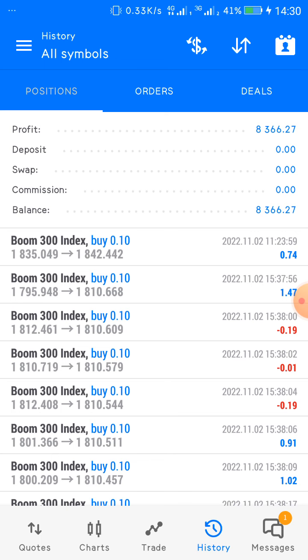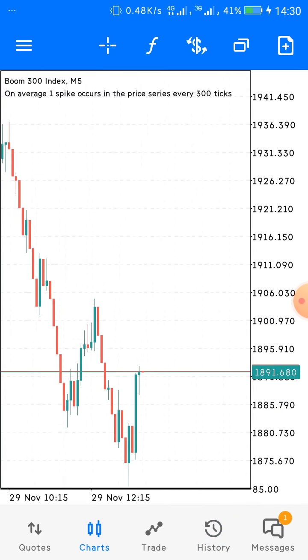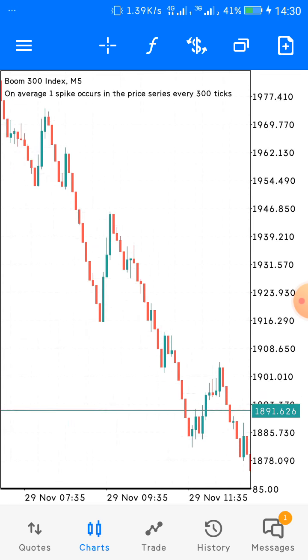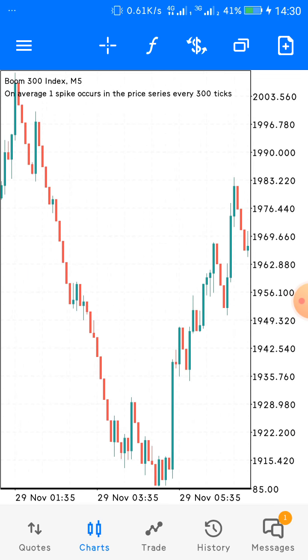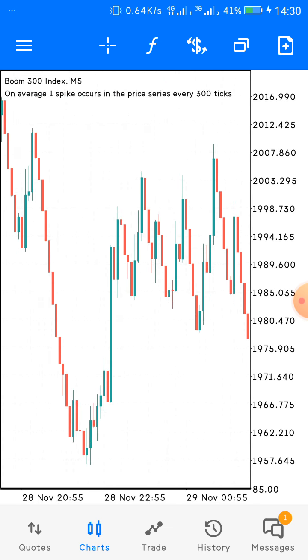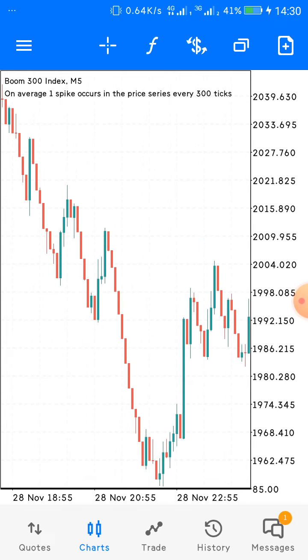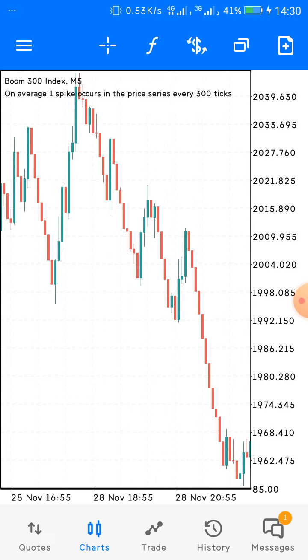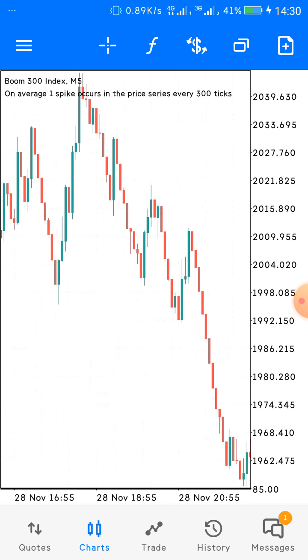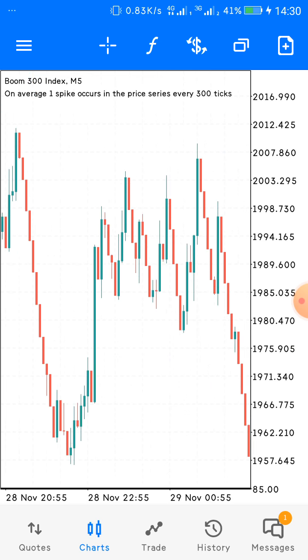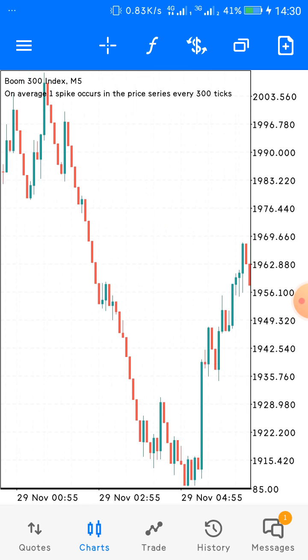So if you need this strategy, trust me, this strategy works. This strategy works wonders. I call it the zero failure strategy, the 100% accurate strategy. I know most of us would say sometimes Deriv manipulates the market, or sometimes there's no 100% strategy. But trust me, this strategy works wonders.